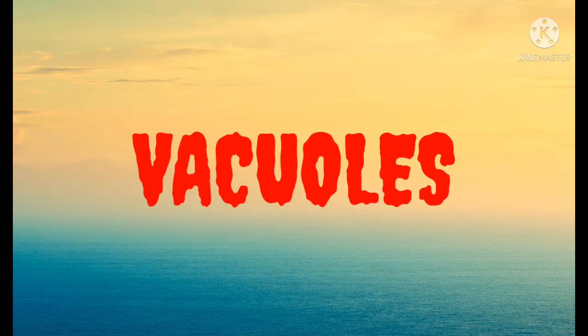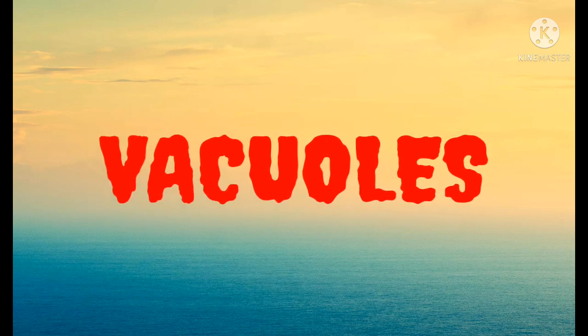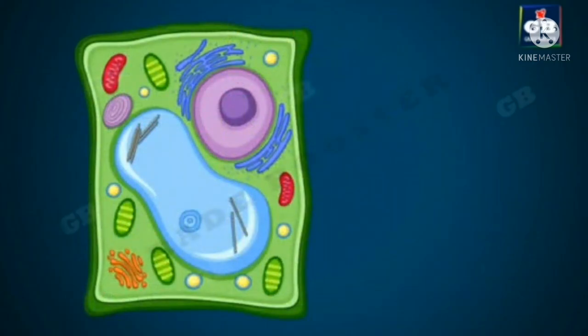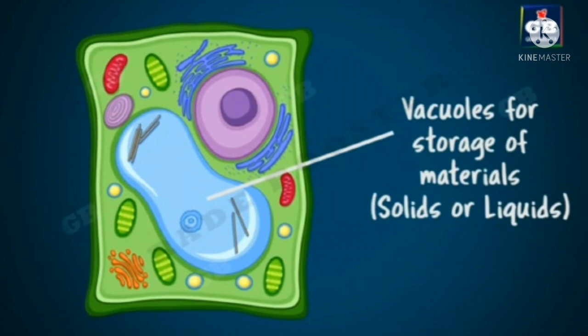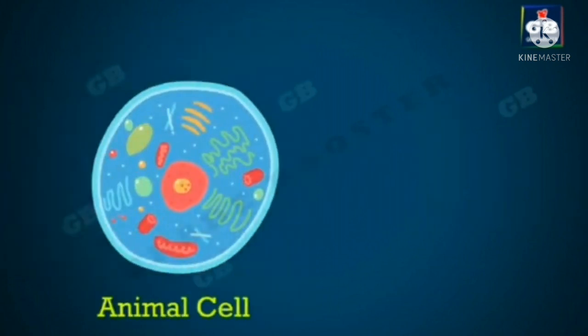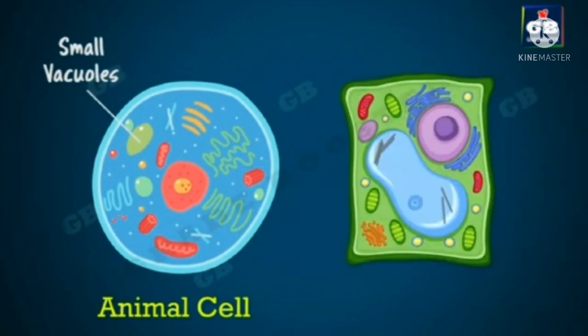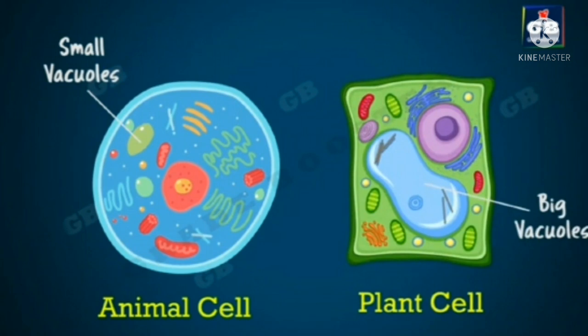The next cell organelle is vacuoles. Now let us see about vacuoles. Vacuoles are the sacs for storage of materials. Materials in the form of solids or liquids are stored in them. In animal cells, these are small in size, whereas in plant cells, the vacuoles are very big and occupy 50 to 90% of the cell volume.